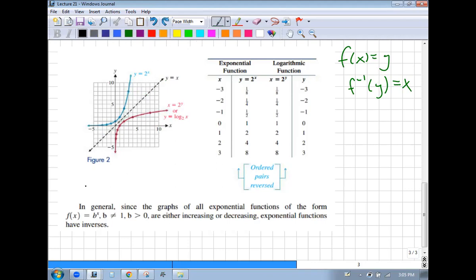So you could say two things here. Log base 2 of 2 to the x is x. They undo one another.